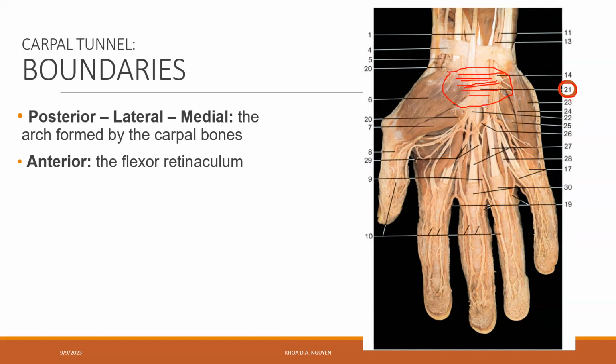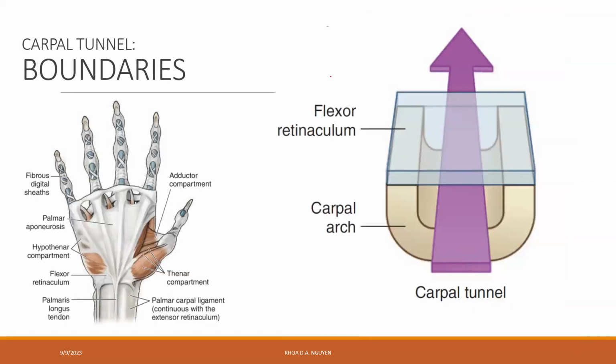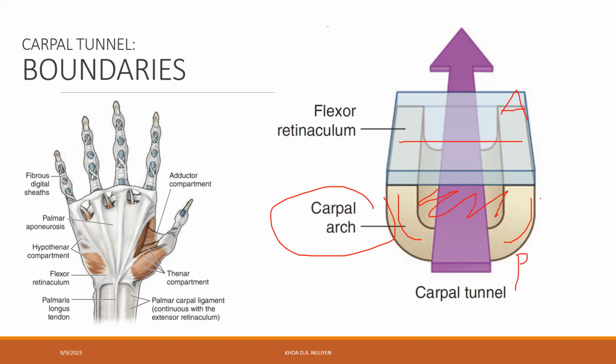Very nice. All right, let's move on. So now look at that. This is what we have seen before. The carpal arch is right here. You see that? And then there's a flexor retinaculum extending more anteriorly. This is anterior, this is posterior. Very nice. And then you have the carpal tunnel. That is this space right here that things can go through.